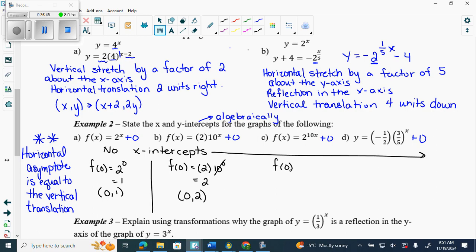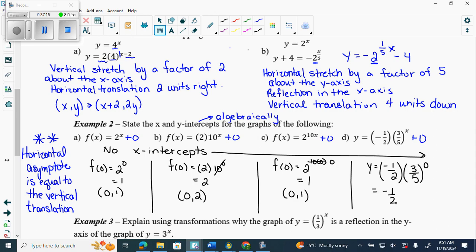Let's see. f of 0 equals 10 times 0. 10 times 0 is 0. What's 2 to the 0? 1. So it's still 0, 1. Which makes sense because it's a horizontal stretch that's multiplying by 0. 1/10 times 0 stays 0. And this will give me negative a half. 3/5 to the 0 is negative a half.